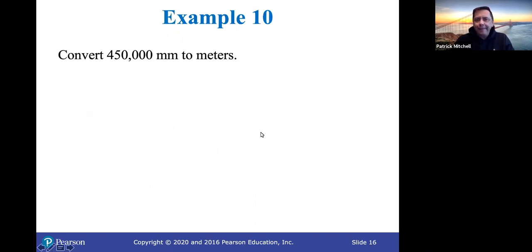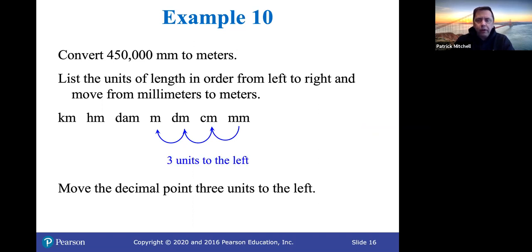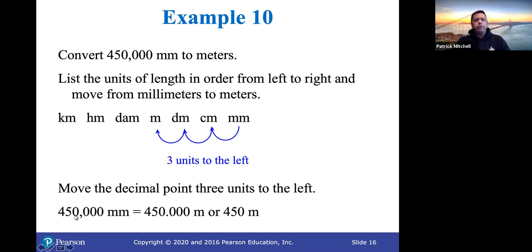Here's one you could try if you'd like to pause the video. We want to convert 450,000 millimeters to meters. Once again, King Henry died by drinking chocolate milk. Here's millimeters, here's meters. Meters is 3 to the left of millimeters. So we take the decimal point in 450,000, which is of course at the end, and move it 3 places to the left. 450,000 millimeters becomes 450 meters.